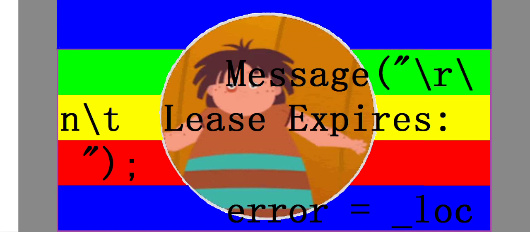message("\r\n\t Lease expires:"); Expires means die.